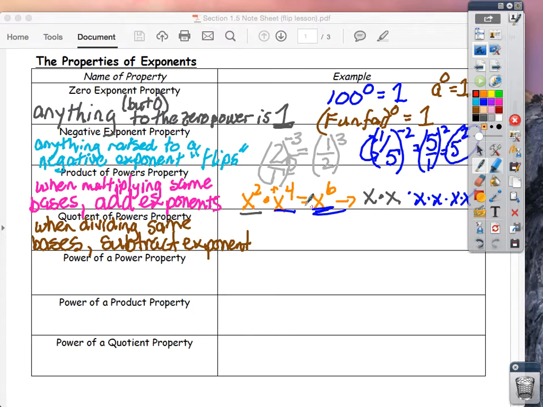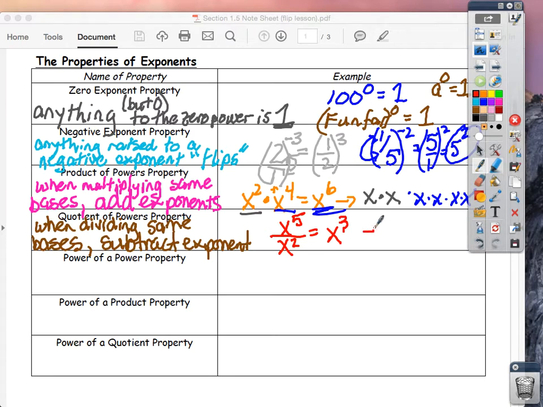So moving on. When dividing the same bases, subtract the exponents. So let's say we had x to the 5th divided by x squared. You're going to subtract those exponents, so now it's going to be x cubed. Boom. 5 minus 2.